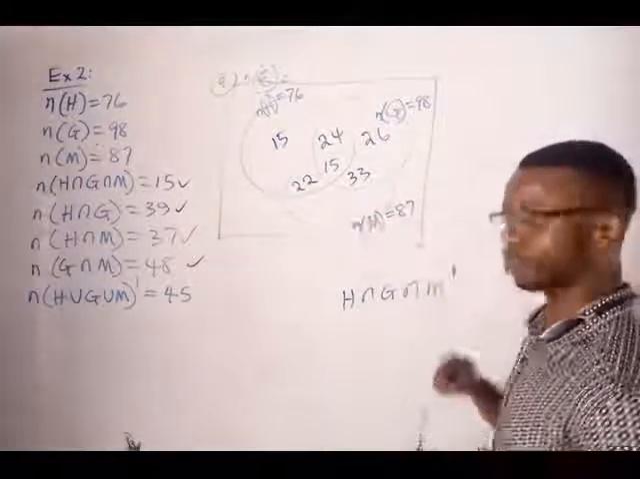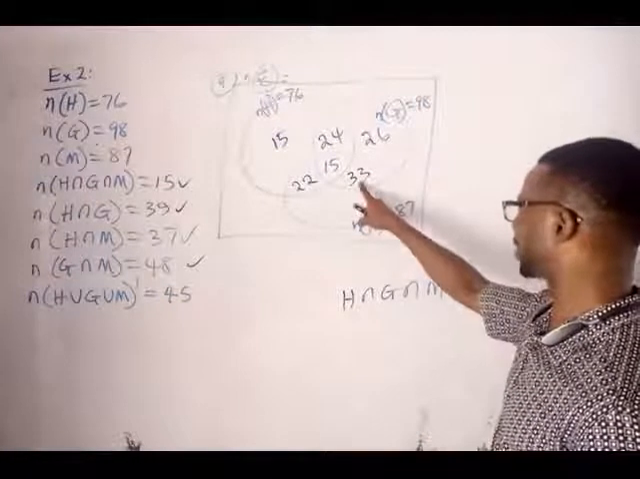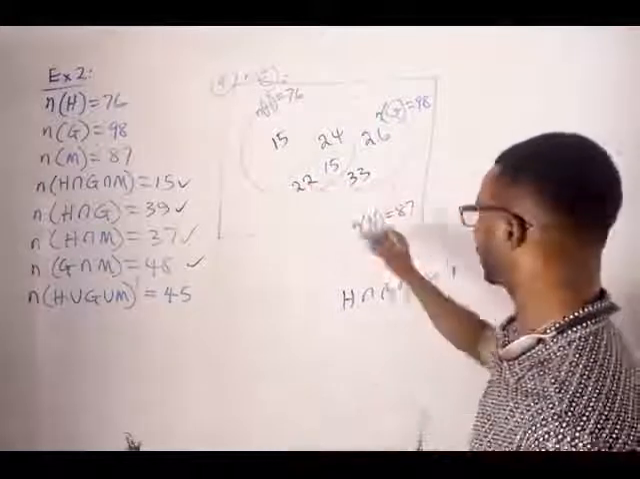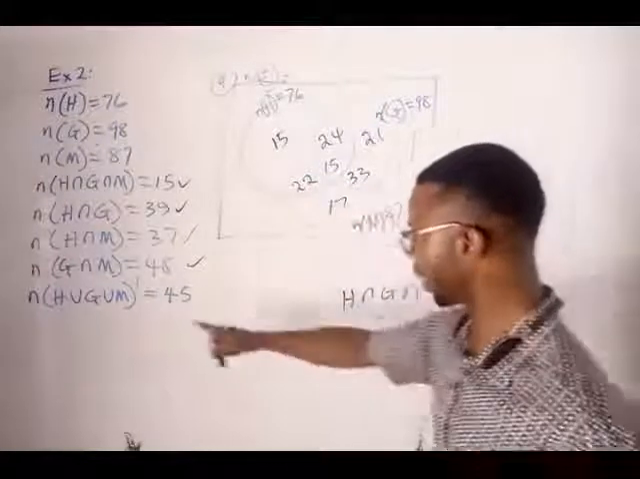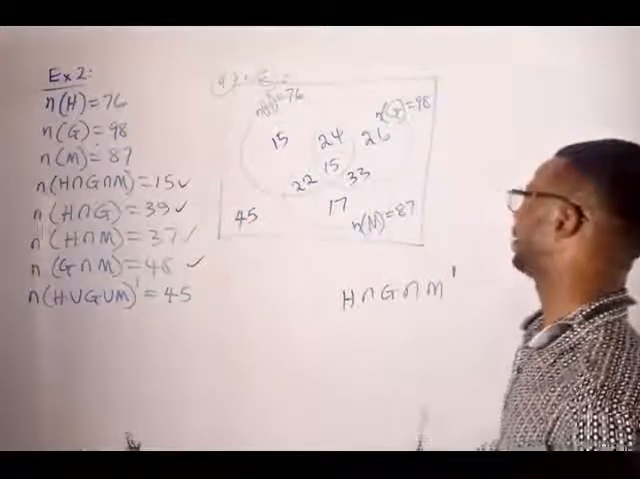So let's do this part too. By now you should know what to do. So that should give you 87 minus 33 minus 15 minus 22. And if you do it, you will have 17. Do not forget, we still have 45 outside that did not do anything.